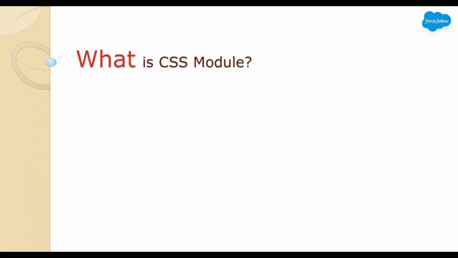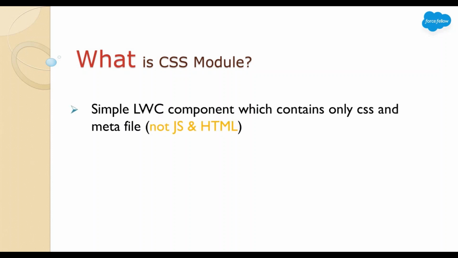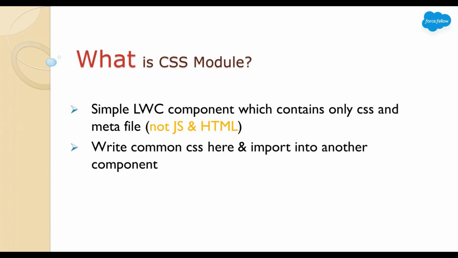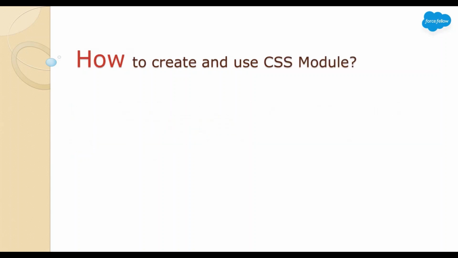Now let's talk about what a CSS module in LWC is. We can say a CSS module is a simple LWC component which contains only a CSS and meta file, no JavaScript and HTML file. We can write our common CSS rules in this module, and then import this module in any component CSS file wherever we want to use this common CSS.